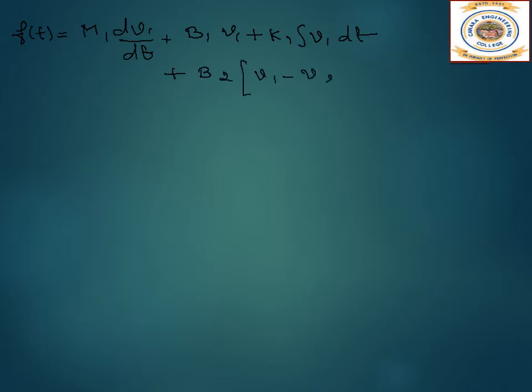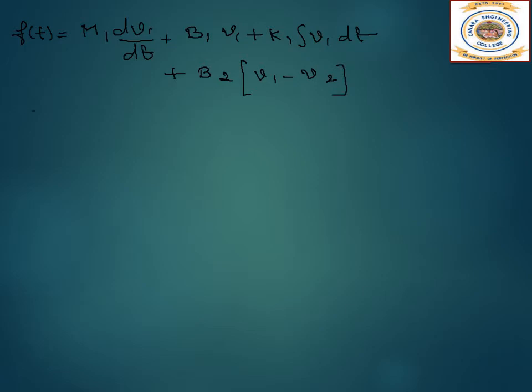So after substitution, what we get? First is f of t, then we have M1 dv1 by dt plus we had B1 dx1 by dt, so that will become v1, plus we had K1 into x, so it will become integral v1 dt, plus we have B2 which is between two nodes, so this will become v1 minus v2.